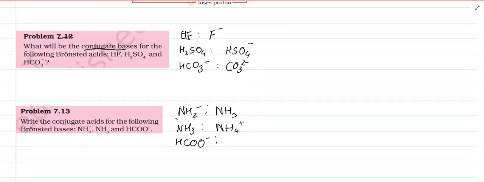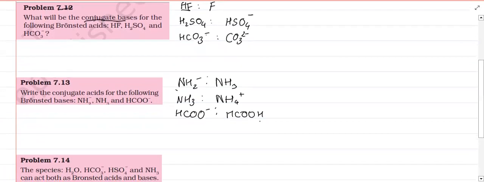The third one is similar to the first one. It already has a negative charge. Negative and positive will get cancelled. So HCOOH. Okay, so basically, that's it. We added a proton. For a conjugate acid, we are adding a proton. For a conjugate base, we are removing a proton.